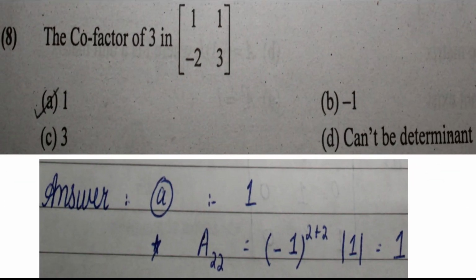Next question is, the cofactor of 3 in 1, 1, minus 2, 3 is, you're going to use the general formula of A22, that will be minus 1 power 2 plus 2. It will be 1 after the calculations are done, so our answer is going to be option A.